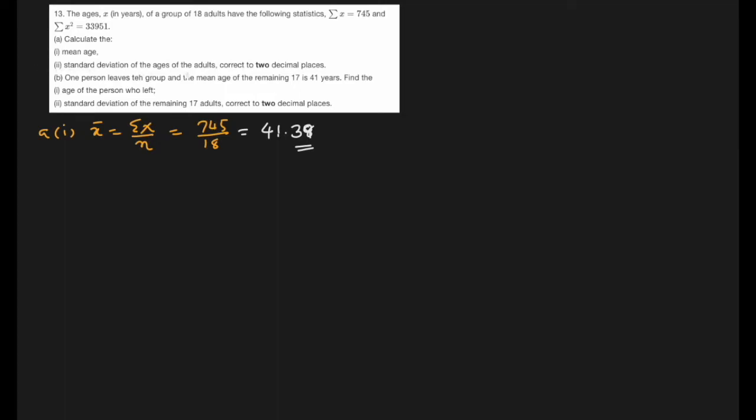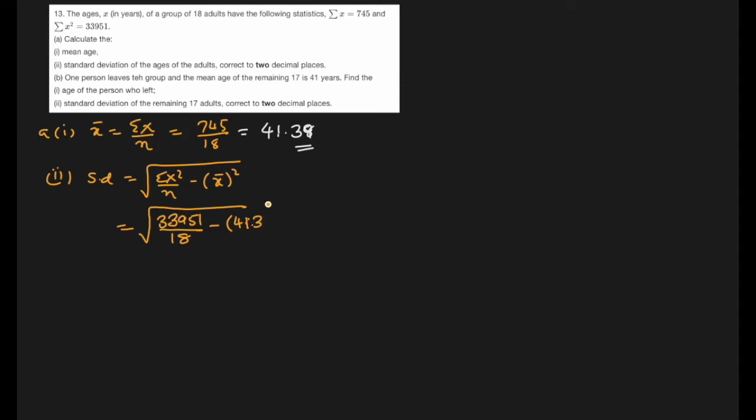Part 2, standard deviation of the ages of the adults correct to 2 decimal places. So second part, we have to write standard deviation, which is square root of sigma x square over n minus mean square. So it will be how much? Sigma x square is given 33951 over 18 minus 41.389. Let's write it this way, square.